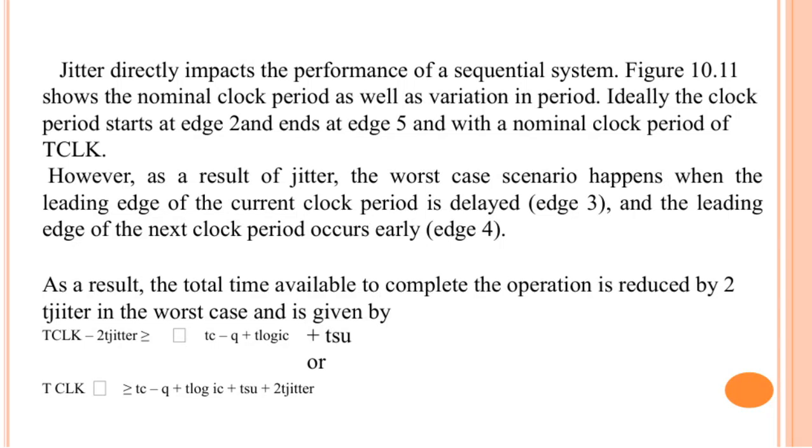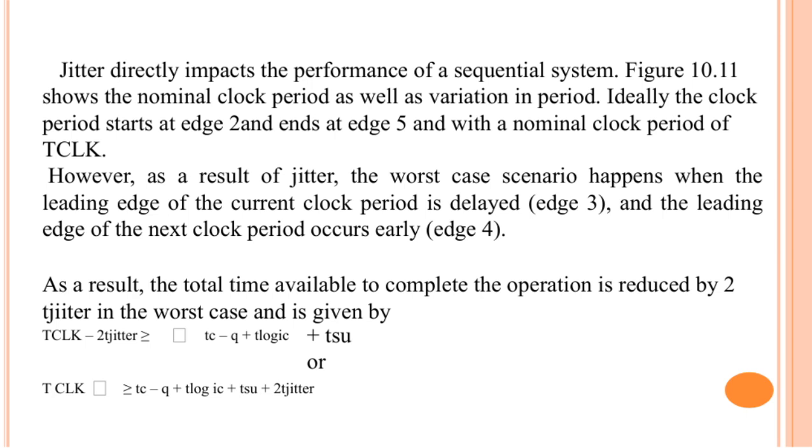Jitter has a significant effect on the performance of sequential systems by introducing variations in the clock period. Ideally, the clock period begins at one edge and ends at another, maintaining a consistent nominal period, which we call TCLK. However, jitter causes the clock edges to shift unpredictably. In the worst case, the rising edge that starts the current clock cycle is delayed, while the rising edge starting the next cycle happens earlier than expected. This effectively reduces the available time to complete operations by twice the jitter amount.